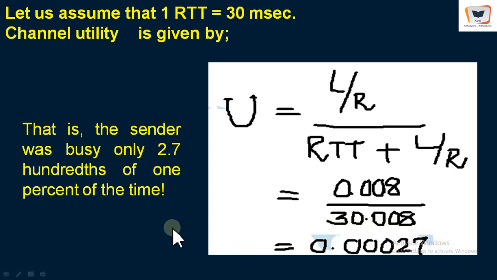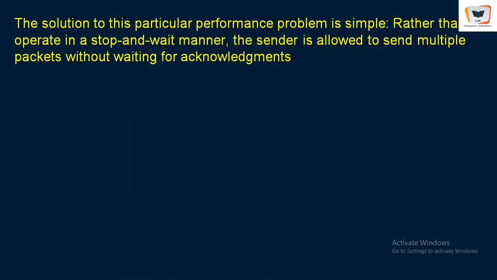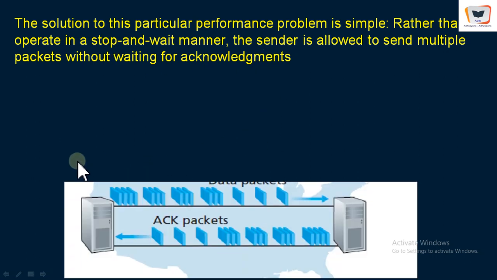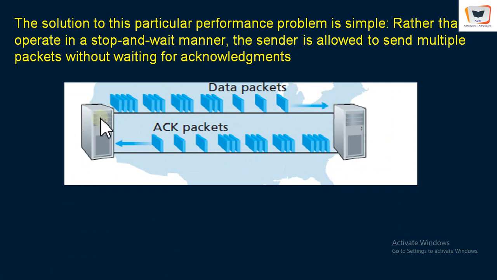Therefore, I think it is becoming increasingly clear that though all the reliability issues were implemented until RDT 3.0, it is a major flaw because this protocol is an automatic repeat request protocol, and there is a lot of waiting period and a colossal bandwidth wastage. The solution to this performance problem is simple. Rather than operating in a stop and wait or ARQ manner, the sender is allowed to send multiple packets without waiting for the acknowledgements. So the channel turned into something like this.